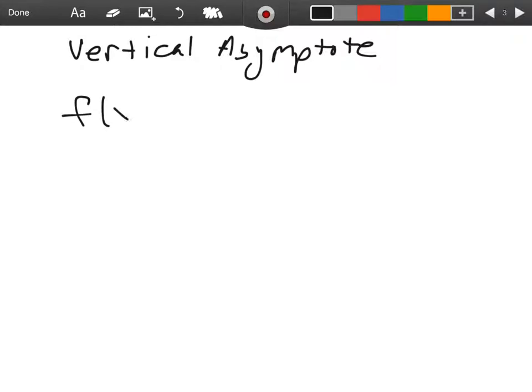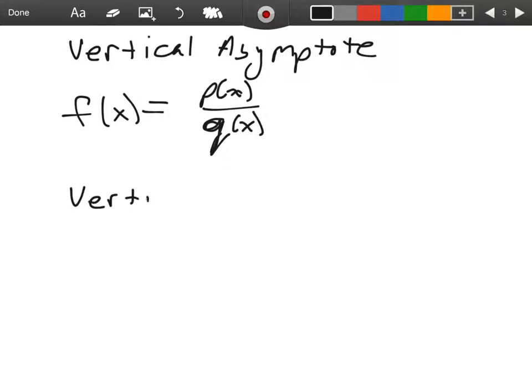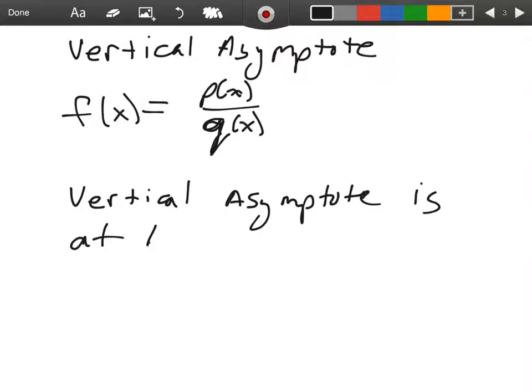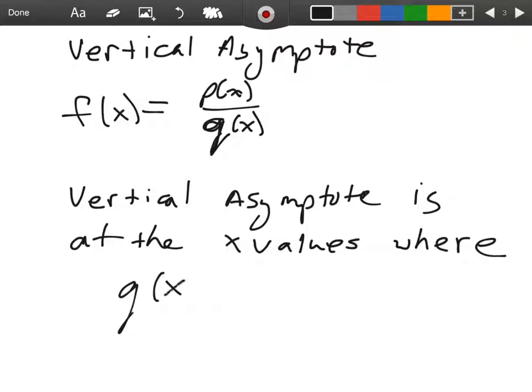Given f of x is some p of x over some q of x, the vertical asymptote is at the x values where the bottom part equals 0.